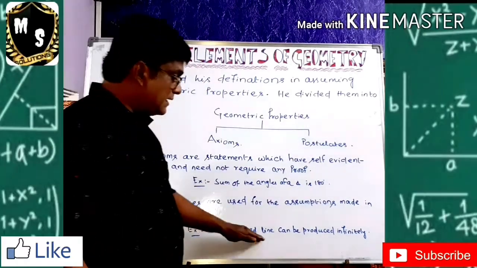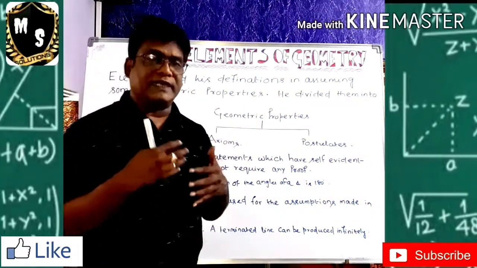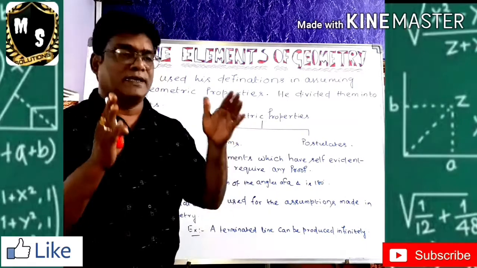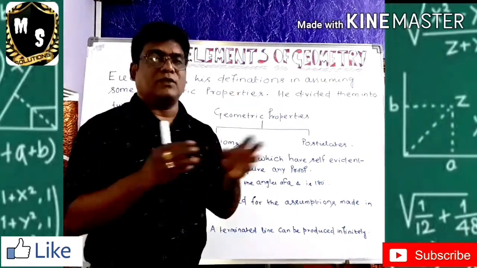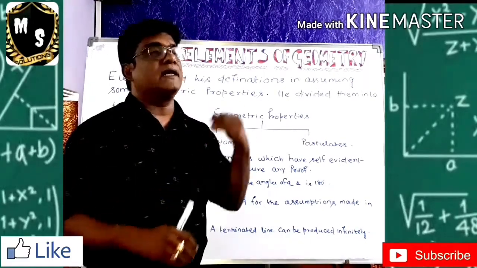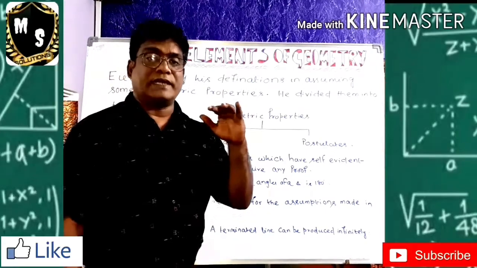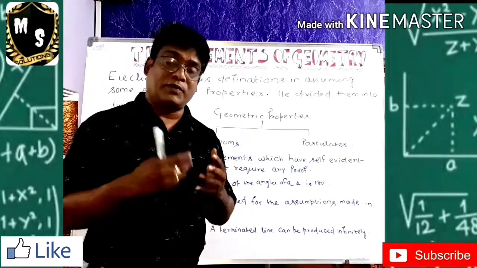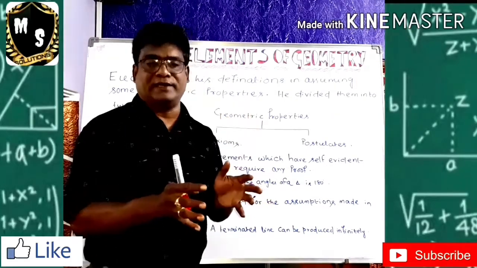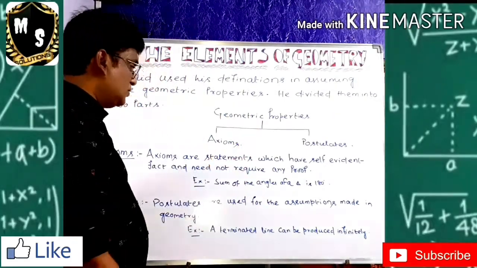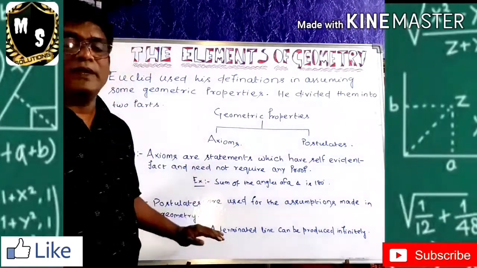Example, a terminated line can be produced infinitely. Yes, we can. When we are saying a terminated line, what is a terminated line? Suppose I am taking a length of a line, and again I want to produce it infinitely. Can I produce it? Then it is an assumption. If yes, then I have to give some evidentiary fact behind it. That is under the postulates. So I hope you understood what is called axiom and what is called postulates.